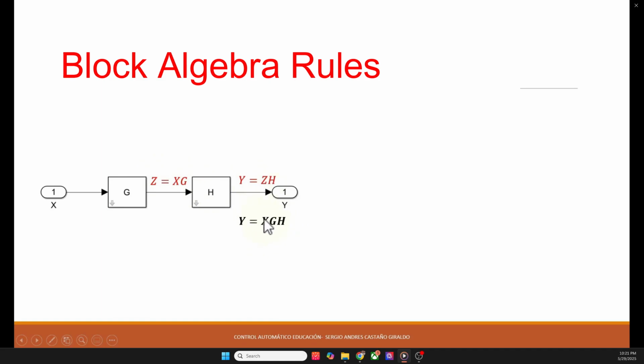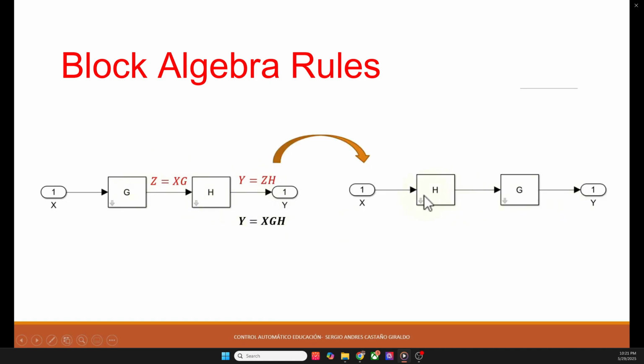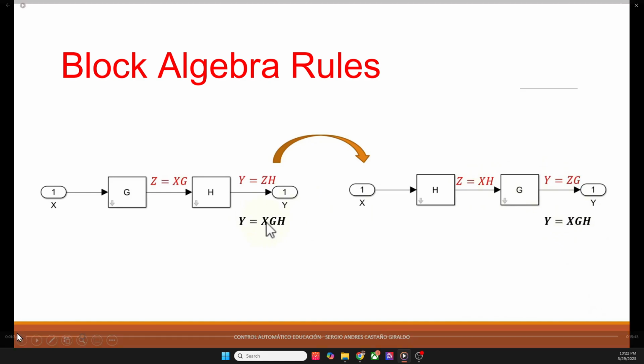In the same way we did with the summing elements, I can think about swapping these blocks. So I can place block H at the beginning and block G at the end, and we'll see that this equality is maintained. Here, once again, at the output of block H, I have the signal Z, which in this case is the input signal X times H. This signal Z will then be multiplied by G, so Y would simply be the signal coming in, which is Z times G. But we already know that Z is X times H, so Y is X times G times H, which is exactly the same as what we had in our original block.